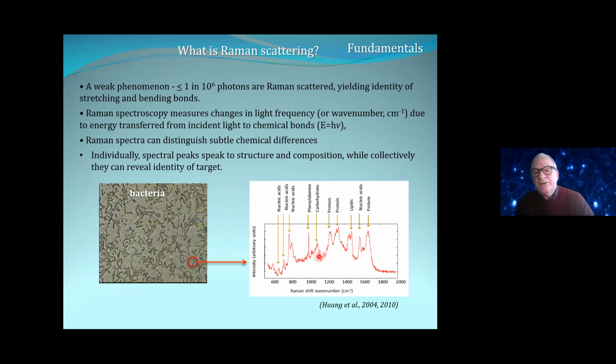It is a weak phenomenon, so you need very sensitive instrumentation. It measures the frequency due to the energy transfer from the incident light to the chemical bond. And it allows us to see some subtle chemical differences. And in fact, it is sensitive to the isotopic signature, which we'll come to in a moment. Anyway, these peaks collectively tell us something about the identity of the target.